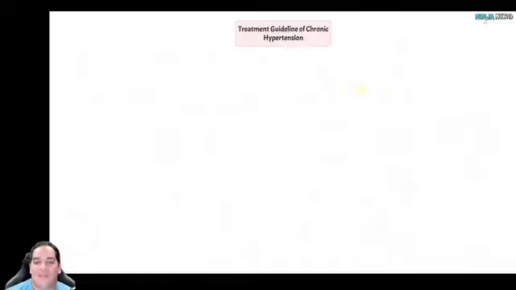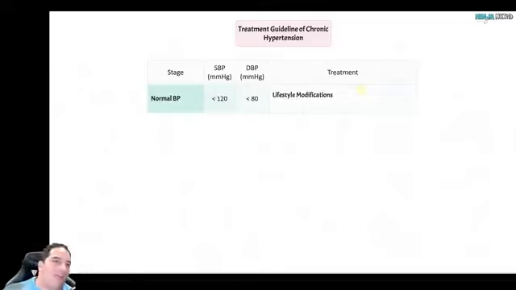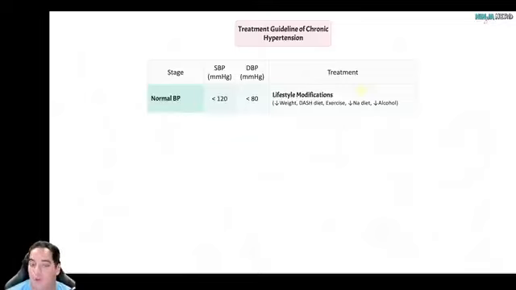All right, now we come into the bread and butter here of hypertension. How do we treat it? So we have a patient who comes in, they have normal BP, less than 120, less than 80. Everybody in every aspect of life should be getting lifestyle modifications. You should always be trying to lose weight, eat better. The DASH diet has been one of the diets that's been shown to provide benefit. Exercise, reduce the sodium intake, reduce alcohol.